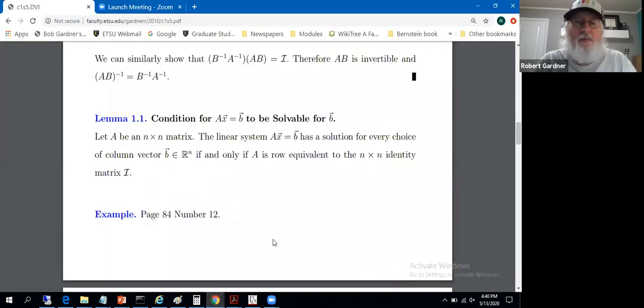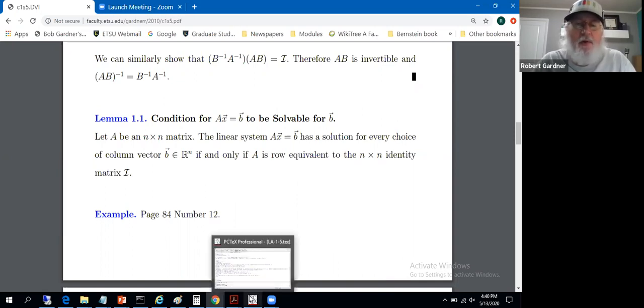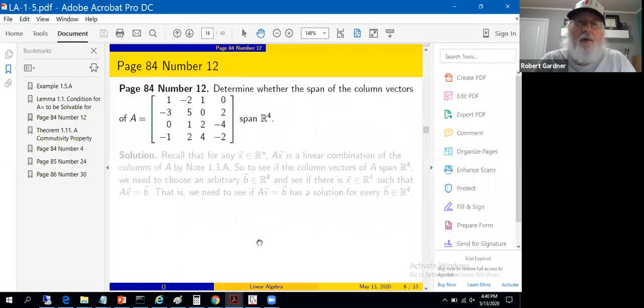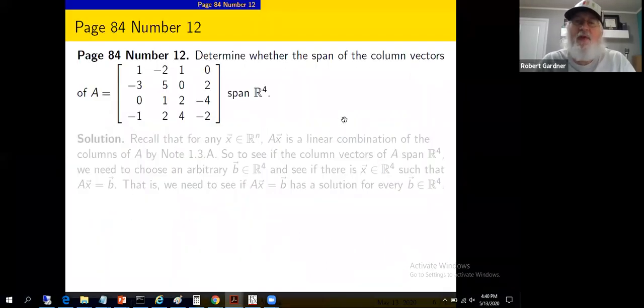See if we can't make some use out of this. So what was the punchline here? We got a solution if and only if A is row equivalent to the n by n identity matrix. Let's look at an example. Back to here. It illustrates a use of that.